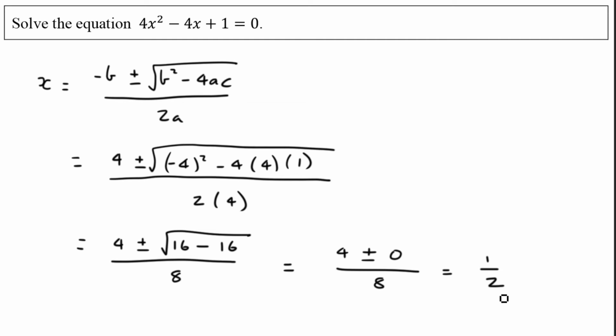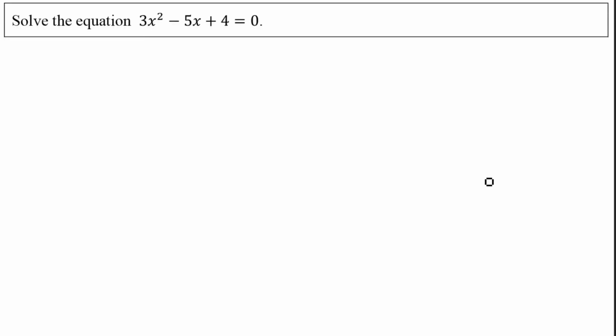This will happen if the part under the square root comes to 0. This is sometimes described as saying that the quadratic equation has equal roots. We regard the plus 0 and the minus 0 as two different answers, they just happen to have the same value. Let's use the quadratic formula to solve this quadratic equation.